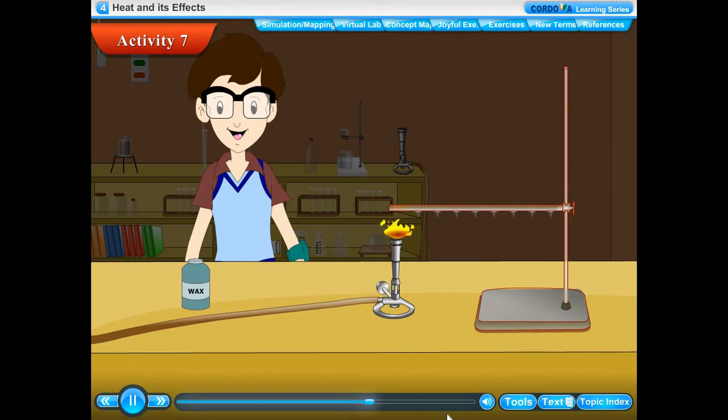This end gets heated first, whereas the other end is cold. The heat travels gradually from the hot end of the copper rod to its colder end. It melts the wax which holds the nails. Due to this, the nails fall down one by one. From this activity, we conclude that heat is transferred from the hot end of the copper rod to its colder end by the process of conduction.